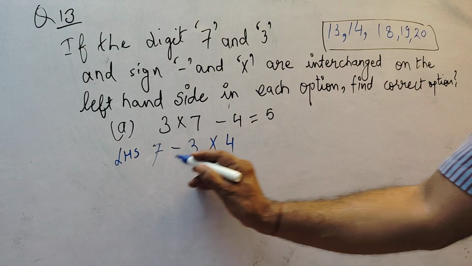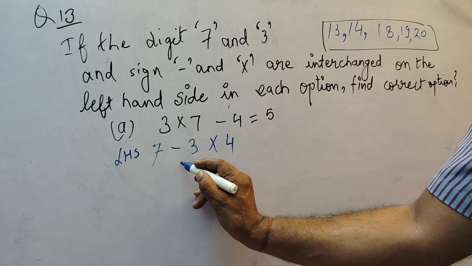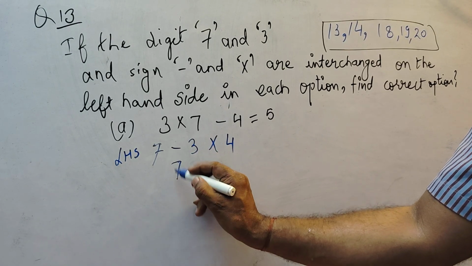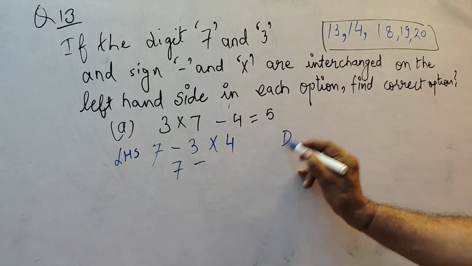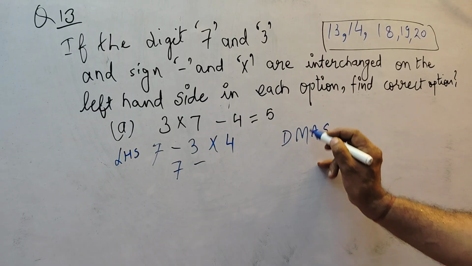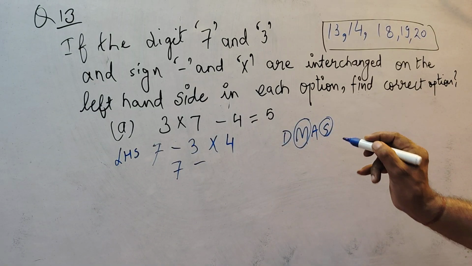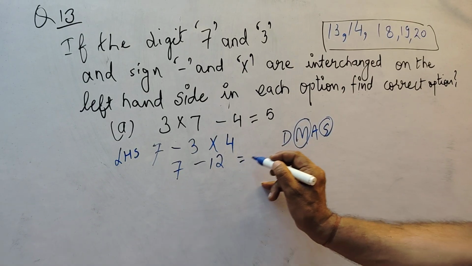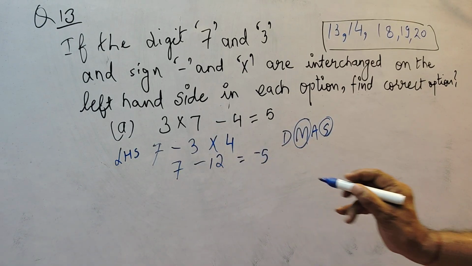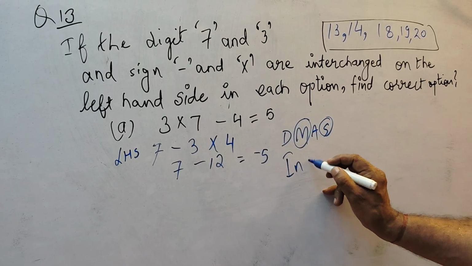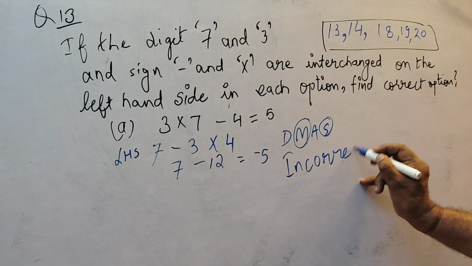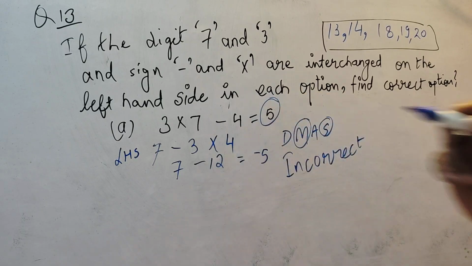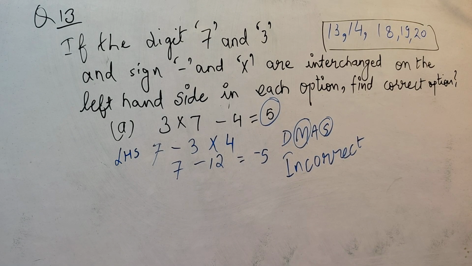Now we solve it. It gives us 7 minus 3 multiply 4. We solve multiply first according to DMAS. Multiply comes first, subtraction last. So 3 4s are 12. It gives us minus 5, 7 minus 12 is minus 5. So it is not correct. It is minus 5, and the right side is plus 5. So A option is incorrect.